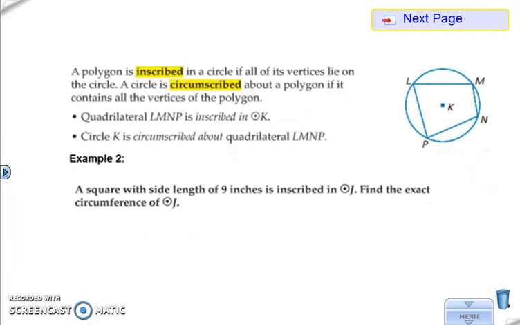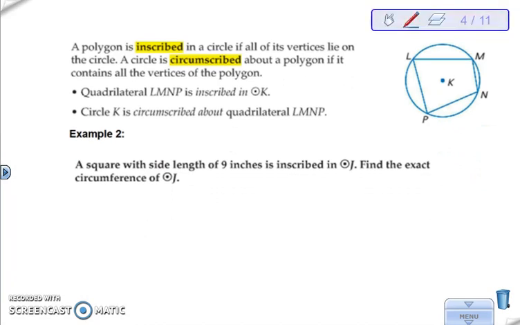Alright, so the next thing we want to look at is inscribed and circumscribed polygons. Whenever they say inscribed, they mean that the figure is inside the circle. Whenever they say circumscribed, they mean that the figure is outside. So if I look at the diagram on the right, the quadrilateral is inscribed because it's on the inside, and the circle is circumscribed because it goes around the outside.